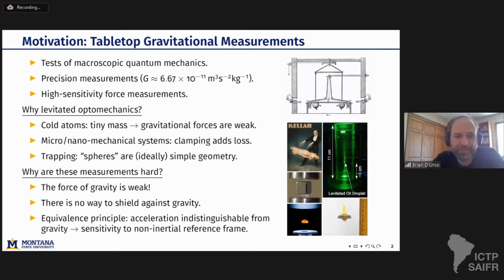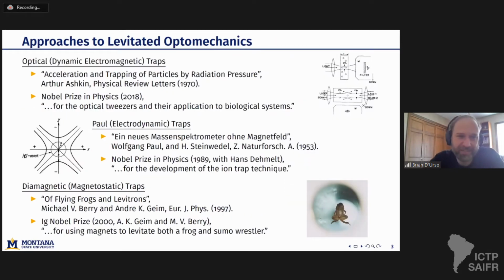So there are three, I would say, primary approaches to levitated optomechanics right now. The first is, of course, optical traps, pioneered by Arthur Ashkin. His paper came out in Physical Review Letters in 1970. He won the Nobel Prize in 2018 for work on optical tweezers. Paul traps, or electrodynamic traps, were first described around 1953. Of course, Wolfgang Paul and Hans Dehmelt won the Nobel Prize in 1989 for that.